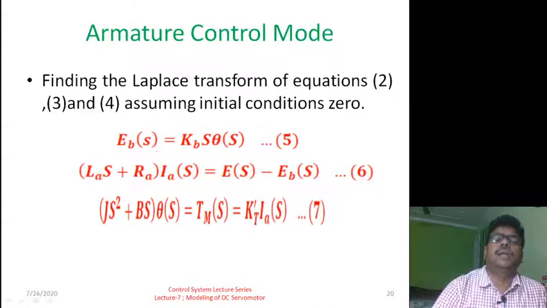Now on Laplace transform, assuming the initial condition equal to 0, Eb(s) will be equal to Kb s theta(s) as equation number 5, and for the armature circuit, so this is (La s plus Ra) whole multiplied by Ia(s) equal to E(s) minus Eb(s). Similarly, in terms of mechanical constants, (J s square plus B s) theta(s) equal to Tm(s), which is Kt dash into Ia(s).